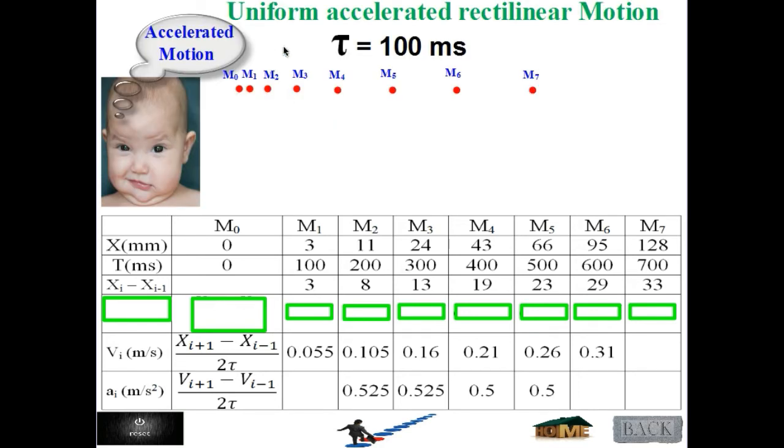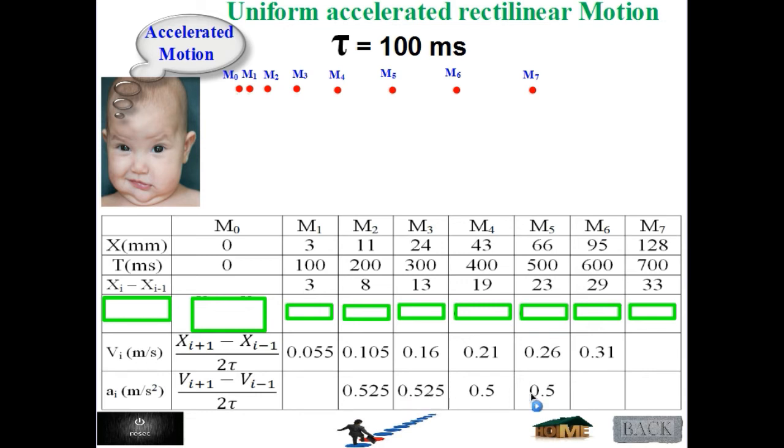For that, we call this motion uniform accelerated rectilinear motion. Rectilinear since it's a straight line. Uniform accelerated: now, uniform is related to the acceleration, not to the motion. In the last video, uniform rectilinear motion, the uniform is related to the motion. It means that the motion is uniform, meaning constant velocity. Now the uniform is related to the acceleration, since the acceleration is constant, equal to 0.5 meter per second square.